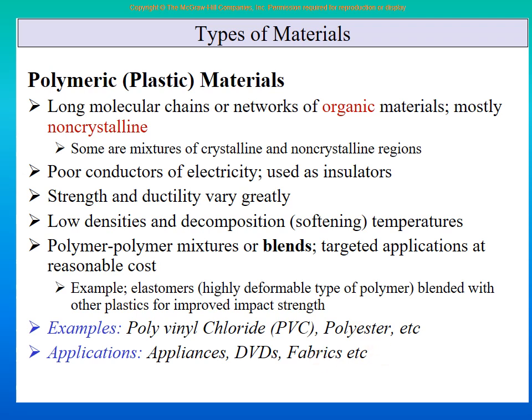So polymers are basically organic in nature. They are long chain molecules. They are mostly non-crystalline in nature. They are bad conductors of electricity. Their strength is much lower than metals, but there is a big variation in their strength and softness or ductility. They are light in weight, but they are easily destroyed by temperature. And just like from metals we can make alloys, so from polymers we can make blends, right? Blends here is the same name as alloys there. And common ones are polyvinyl chloride, polyester, and so on.